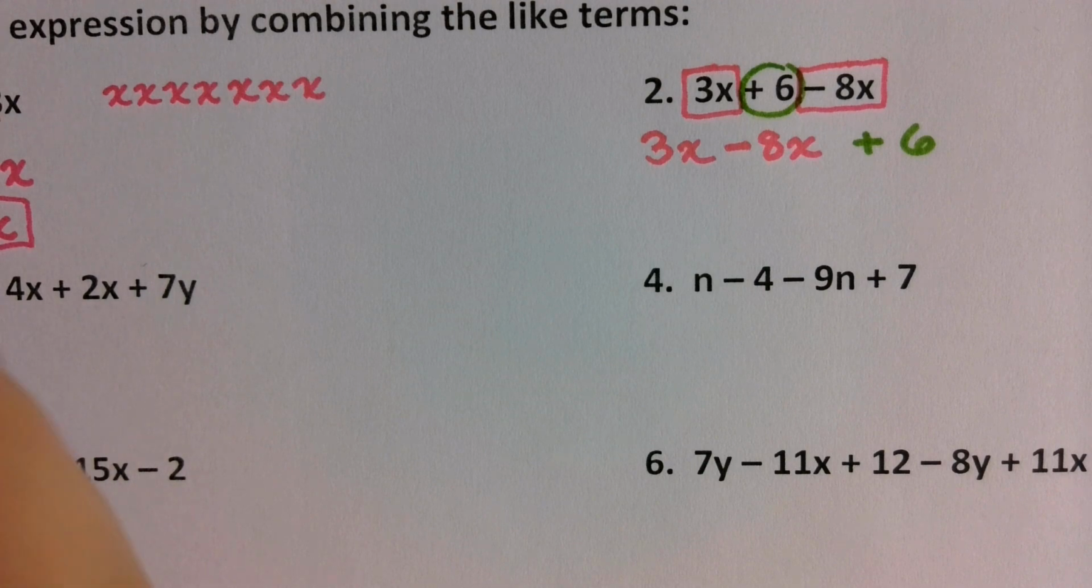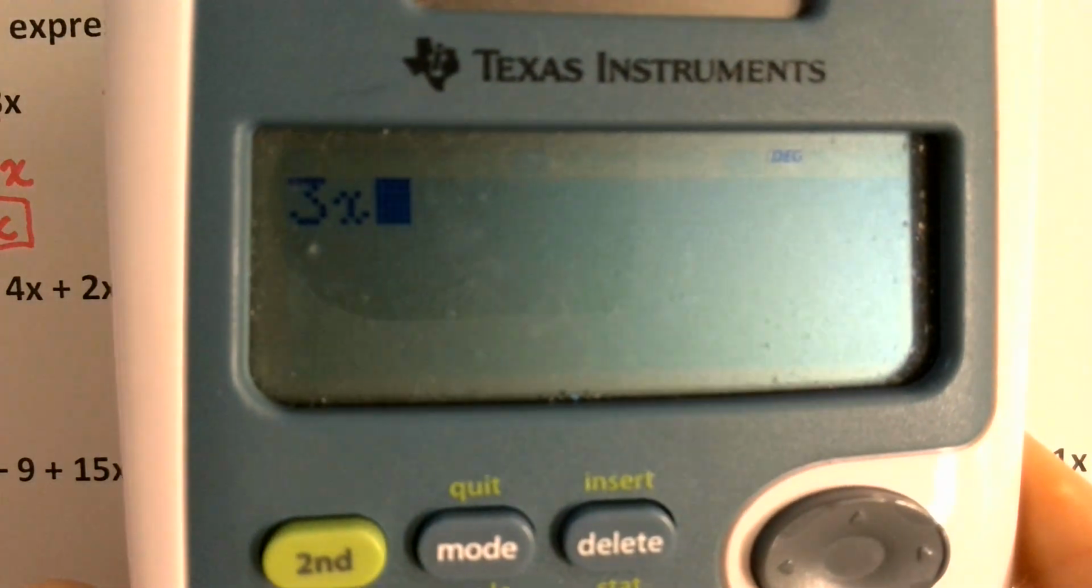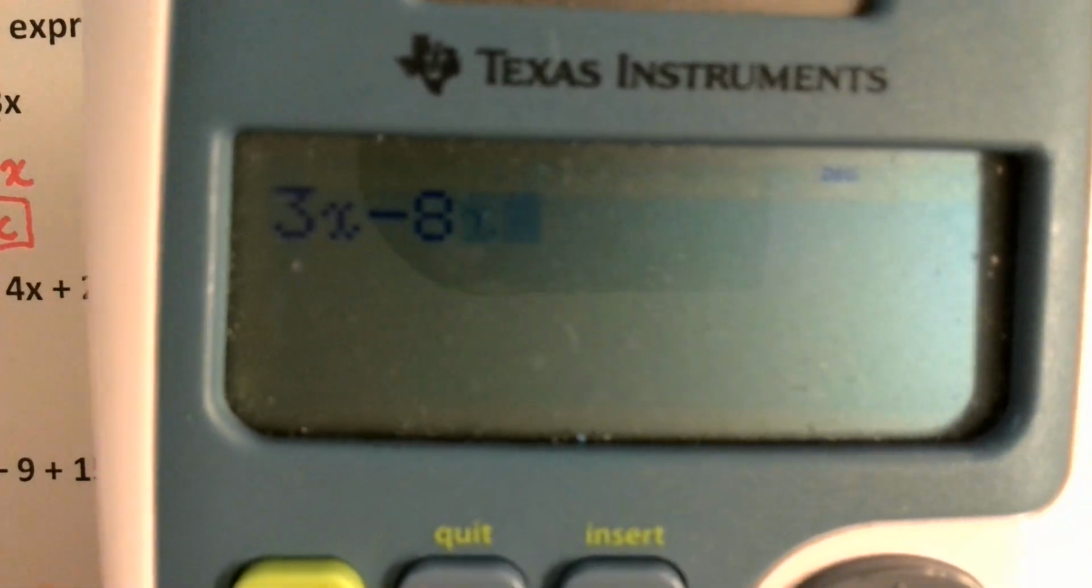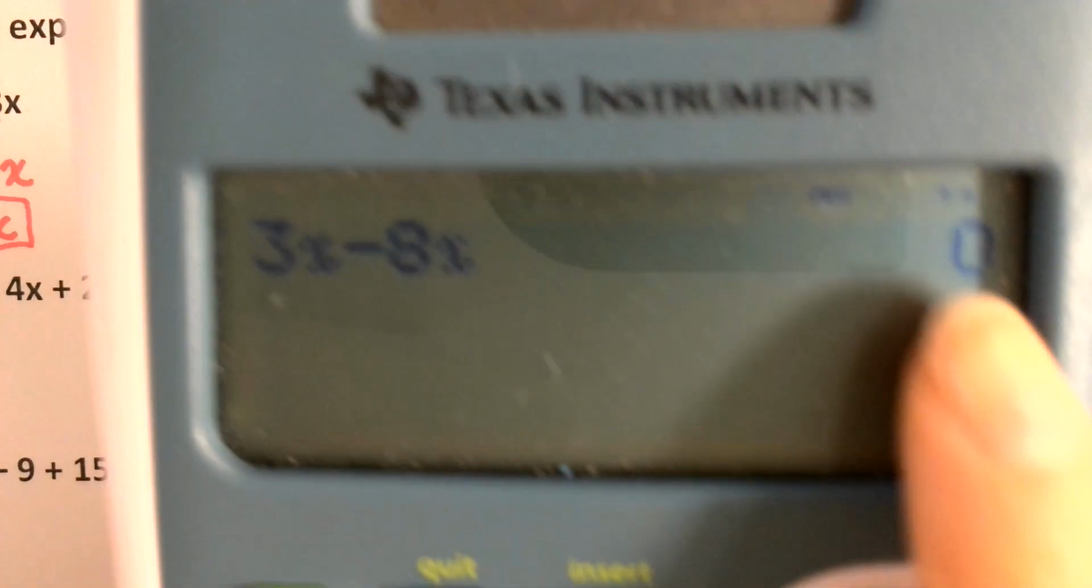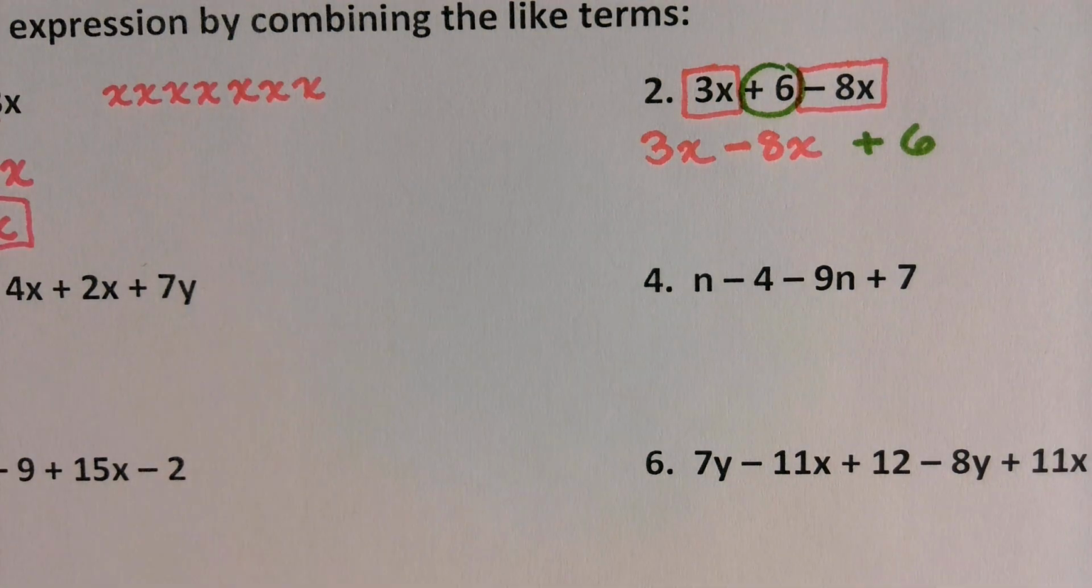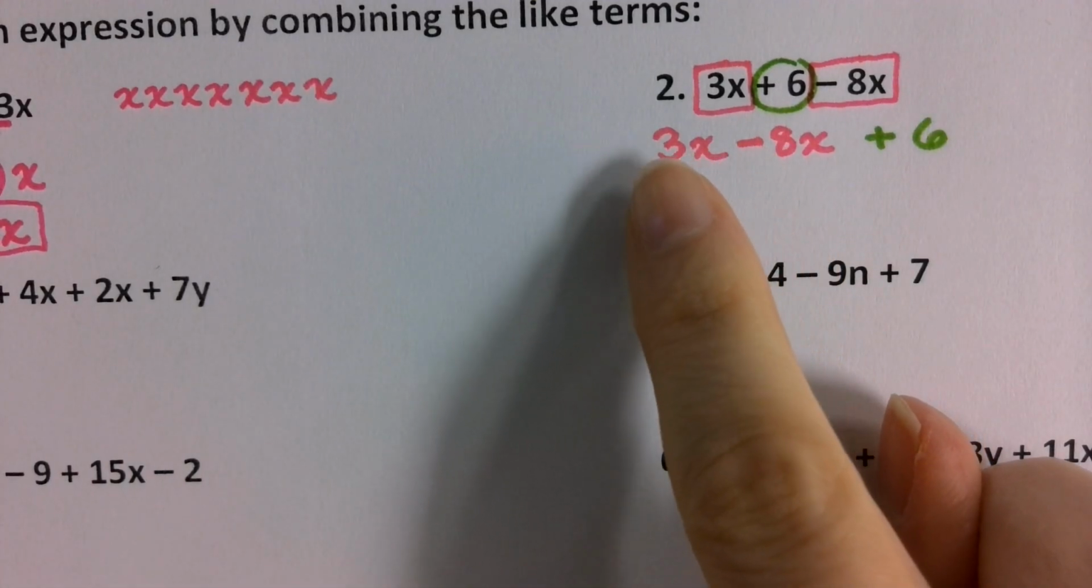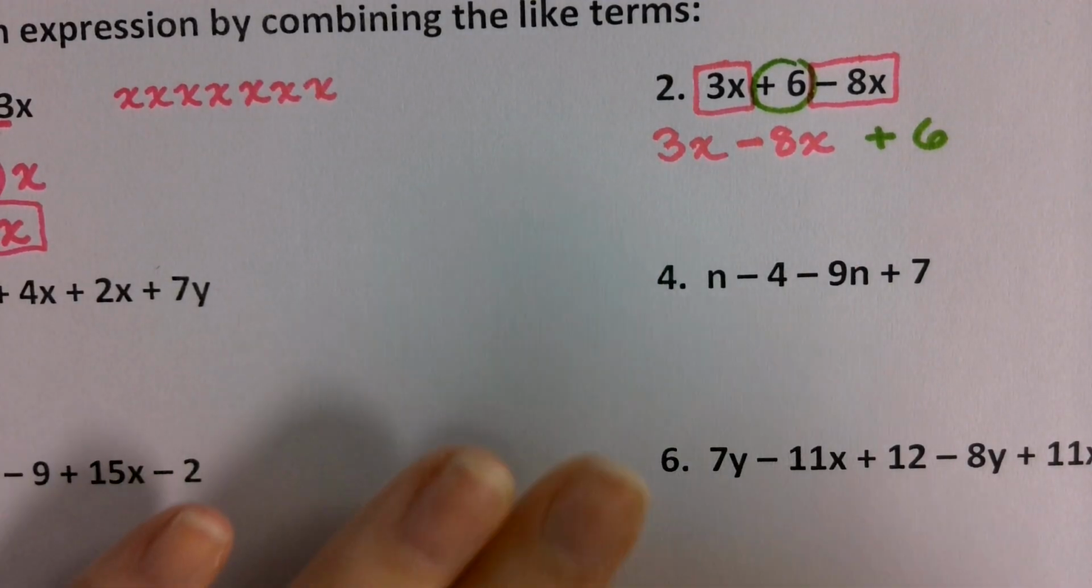If I type 3 and an x, and I try to do minus 8 and an x, it's going to give me 0 no matter what. It's always going to give you 0 because those x variables are not used for calculation. They're used for graphing purposes or table purposes. We will never use those variables in the calculator. So do not type variables into your calculator. All you're doing here is focusing on doing 3 minus 8. What is 3 minus 8?